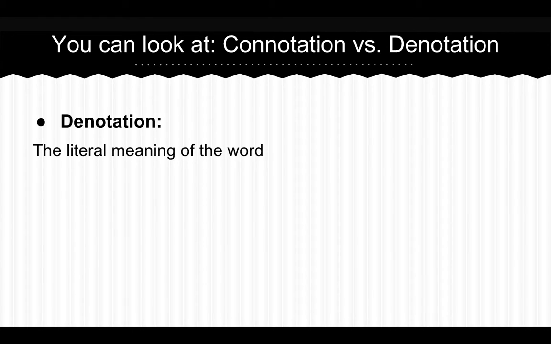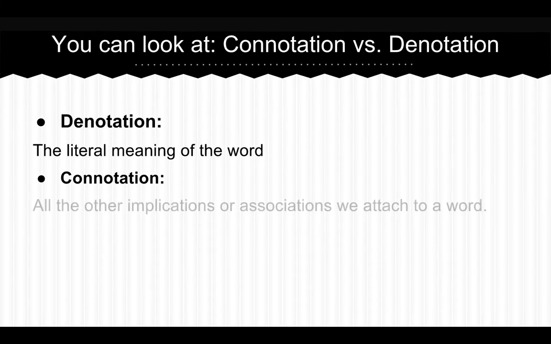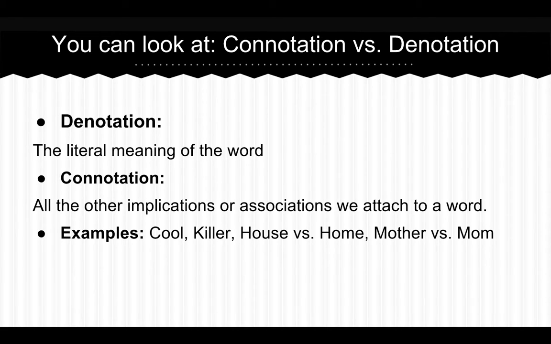So first of all, you can look at the connotation versus the denotation. Now, denotation is the literal meaning of the word. Like if you opened up a dictionary, what would it say there about this word? The connotation is all the other implications or associations we attach to a word. Now let me give you some kind of dumb examples, right? So the word cool, right? If your friend says, man, that's a cool shirt, the literal dictionary definition is cold, lower temperature, but your friend doesn't mean like your shirt looks like it's a low temperature. Your friend means the connotation of that word, which is like awesome. That's an awesome shirt, right?